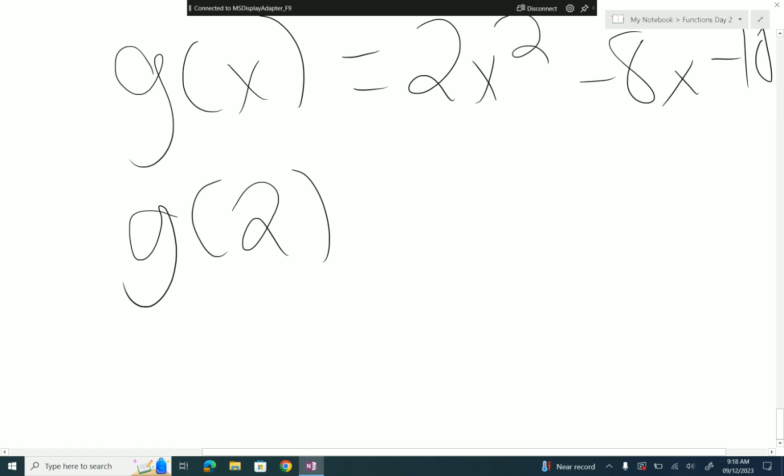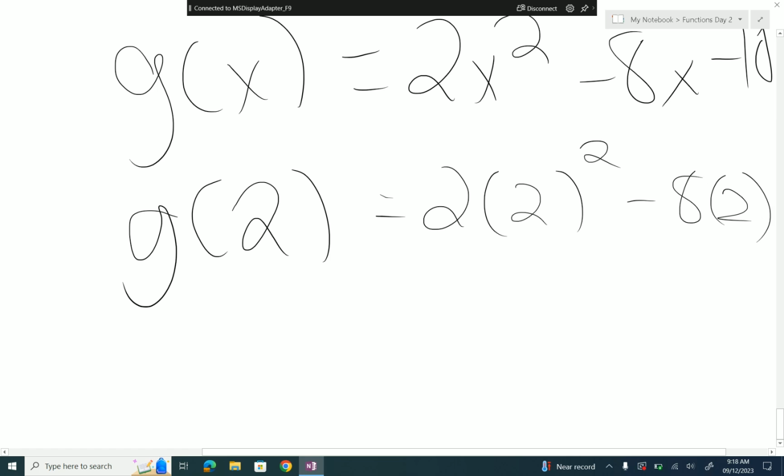Okay, so we are running low on time. But what did we get here? What did we get for g of 2? Negative 18. Yes. I saw lots of right answers. So we wanted to do 2 times 2 squared minus 8 times 2, and then minus 10.